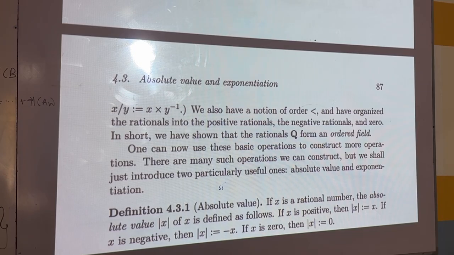Analysis comes from absolute value. If x is a rational number, here he is defining it only for rational numbers because we are building them, but absolute value is defined for any real number or even any complex number. If x is a rational number, the absolute value, we write these two vertical lines with x in between. We call it the modulus of x, or we can read it as the absolute value of x. It is defined as follows: if x is positive, then the absolute value of x is x.